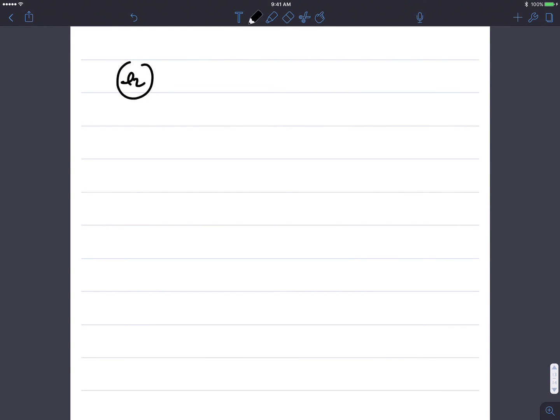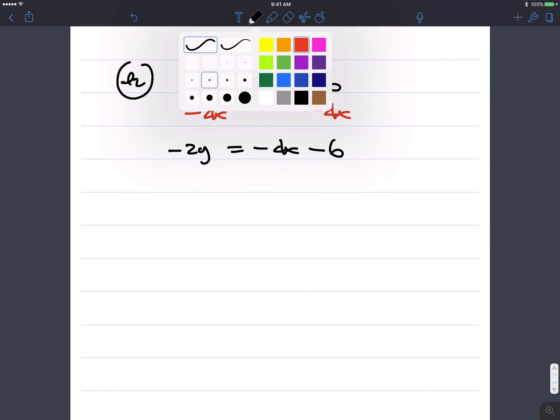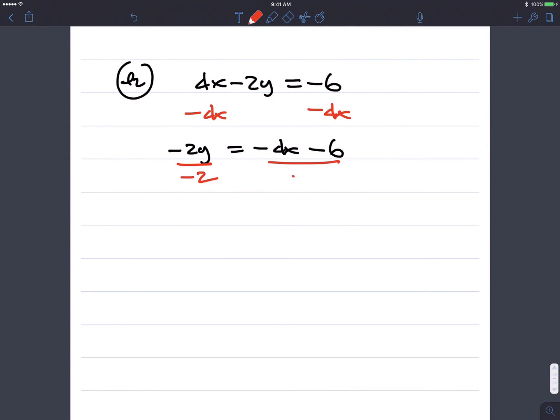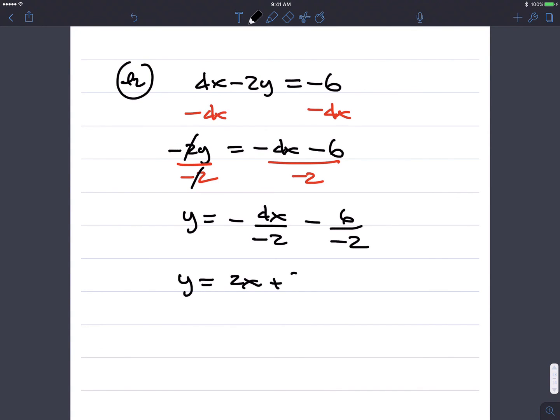Line 2, remember, is 4x minus 2y is -6. We're going to subtract 4x from both sides. We get -2y is -4x minus 6. Divide both sides by a -2. Y will be -4x over -2 minus 6 over -2. Y is 2x plus 3.